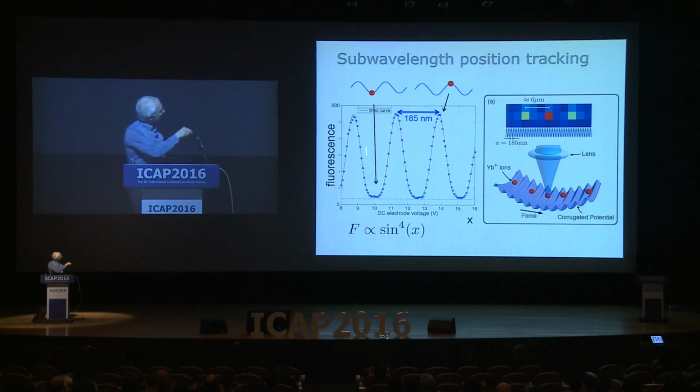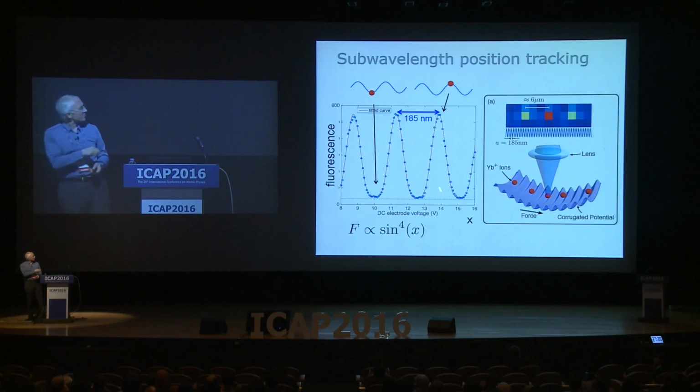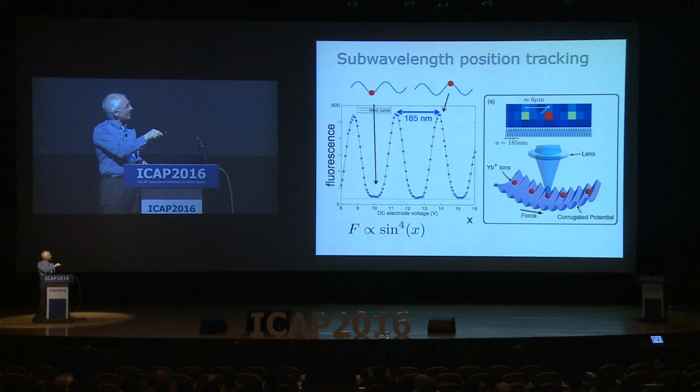Basically, this fluorescence curve gives us a calibration of the position of the ion. We can also, with a slit, image the ion where it is, but we typically use this calibration to figure out, via the fluorescence seen from the ion, where the ion is relative to its potential minimum, and in particular, the moment when it slips from one minimum to the other. And we can have chains of ions and do this for each ion separately.